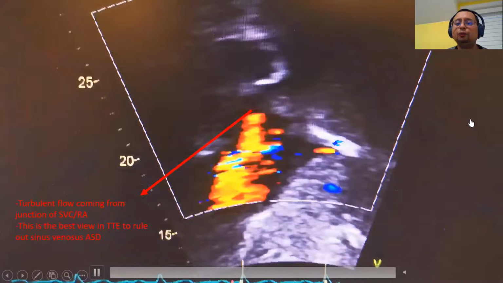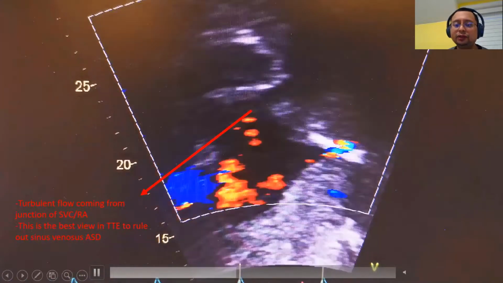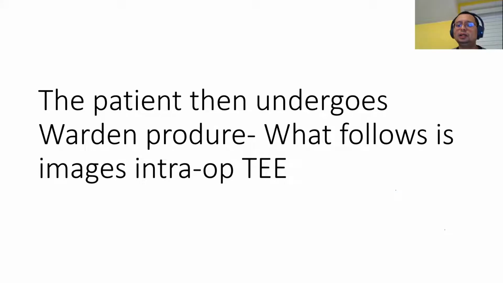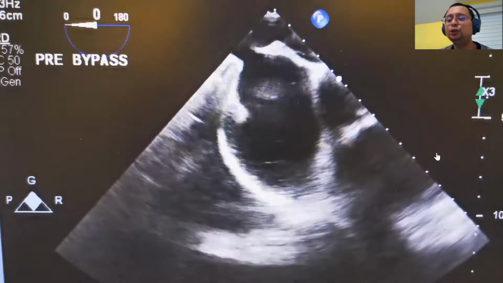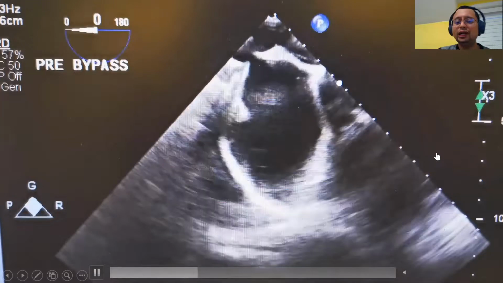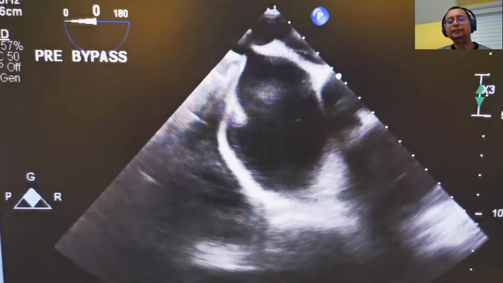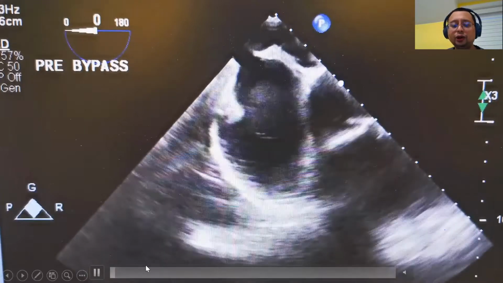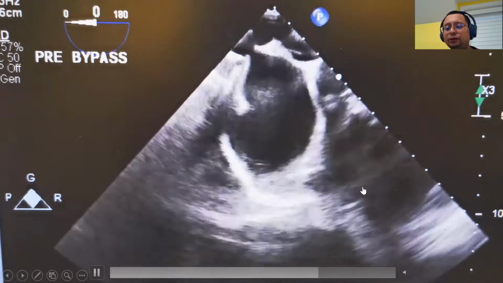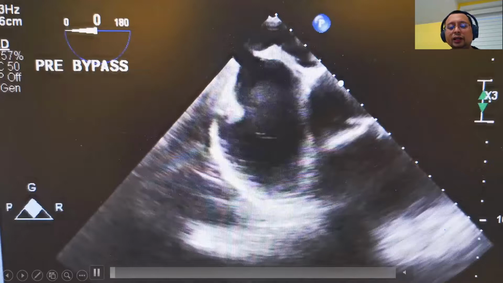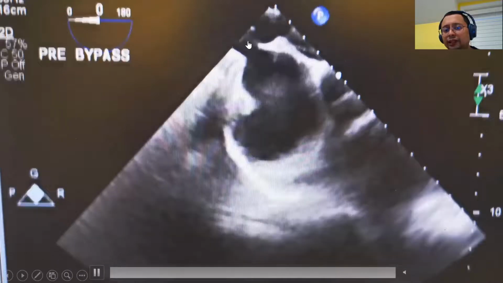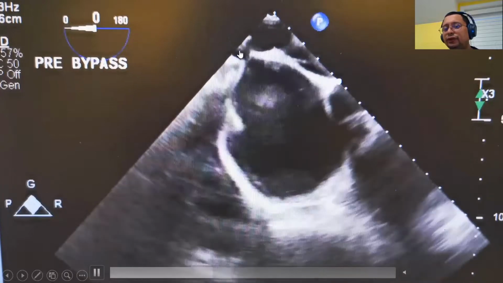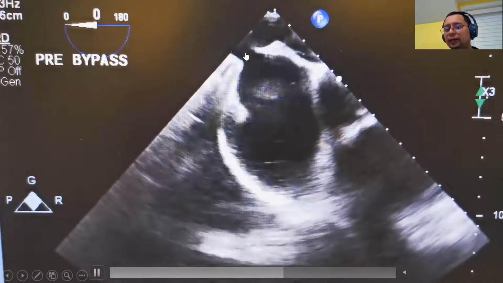So what we do is we proceed with the transesophageal echocardiogram. So this is an intra-operative transesophageal study. I just wanted to show you how the sinus venosus ASD looks like at intra-op TEE. So this is your aorta. That's your mid-esophageal four-chamber view. So that is the right ventricle, right atrium. This is the interatrial septum, and you can see all the way at the posterior side, the sinus venosus defect there. So that is your sinus venosus defect here.